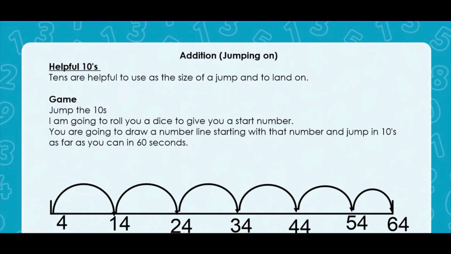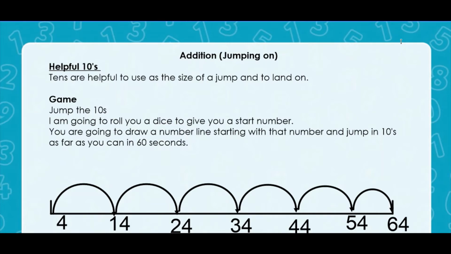I'm going to roll the dice and give you a start number. You are going to draw a number line starting with that number and jump in tens as far as you can in 60 seconds. I'm going to have to get my timer ready just now so we can time it. So we're giving you an example here of 4 being our start number and jumping however many times you can in 60 seconds. You might need a very long empty number line for this one, depending on how quickly you're going to count your tens.